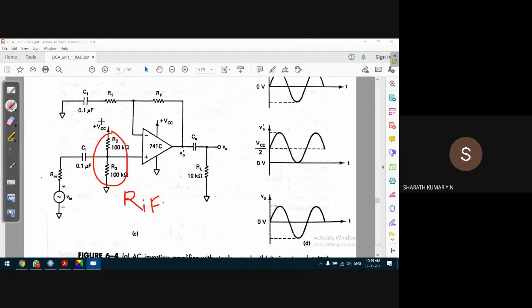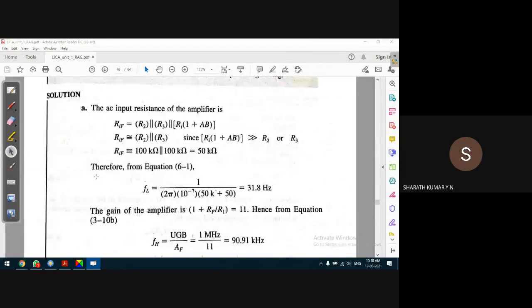Why not series? One end is VCC, the other end is ground, 0 volts, and the middle point has a different potential. Hence R2 and R3 are in parallel, which gives the effective input resistance RAF. RAF is R2 parallel R3, which is further in parallel with the effective input impedance, that is Ra into 1 plus AB. This we had seen earlier in the characteristics.